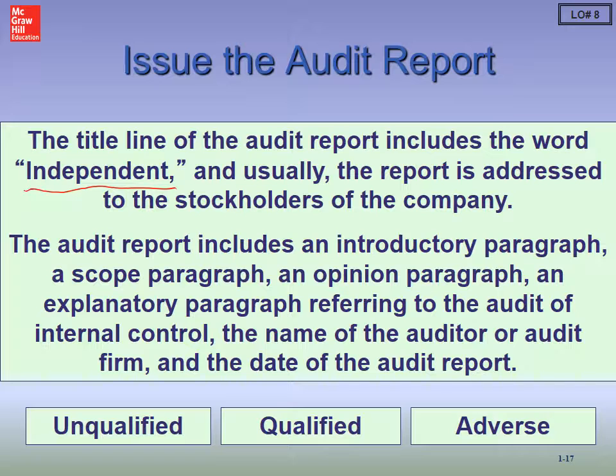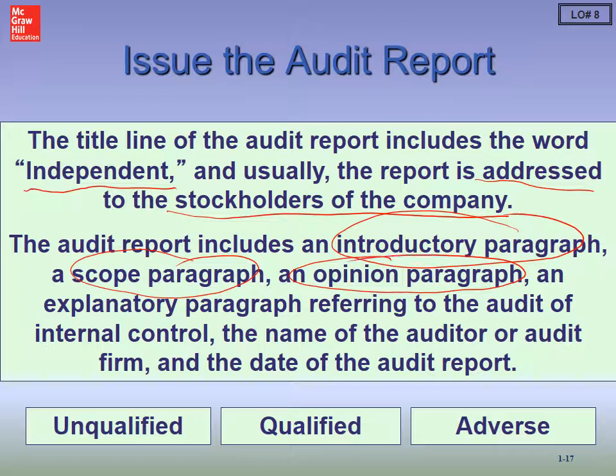Okay? When we address the report, it is not addressed to management, it is addressed to the owners of the company, to the stockholders. They are the ones who we are reporting to. Remember, they're the absentee owners. Okay? And so we have an introductory paragraph in the report, a scope paragraph, and an opinion paragraph. And we're going to revise this as we get into Chapter 18, because this is really describing the format of the report for public companies, and there has been some changes to that, and we're going to get more into that in Chapter 18.